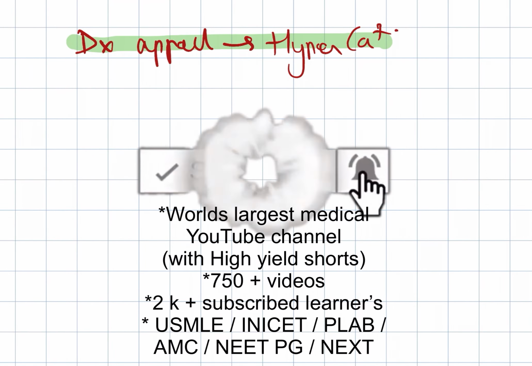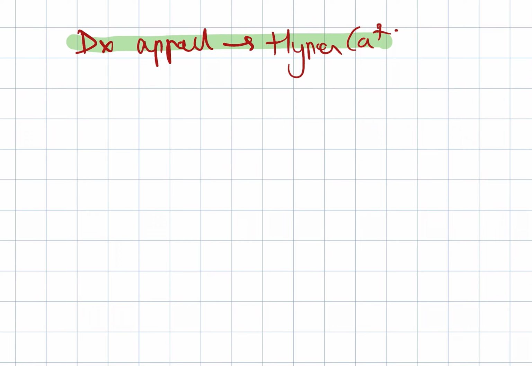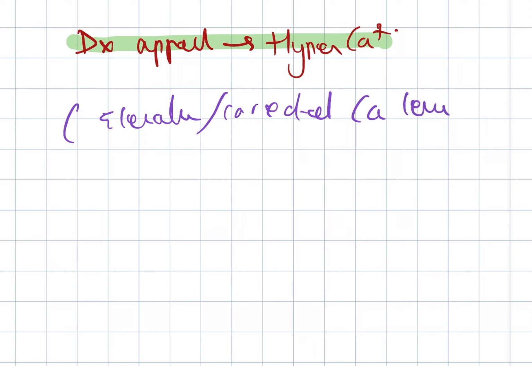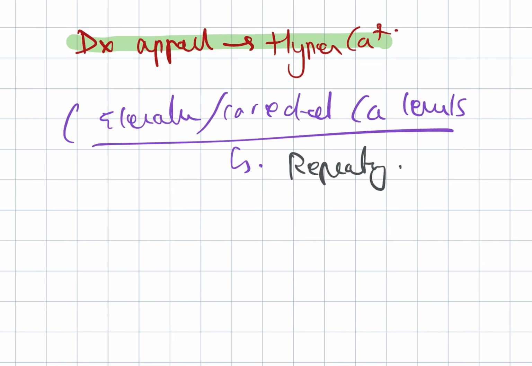Diagnostic approach of hypercalcemia. So here there is elevation of the corrected serum calcium levels, and this should be done on repeated testing. So on repeated testing, if values are positive, then this is the algorithm to be followed.